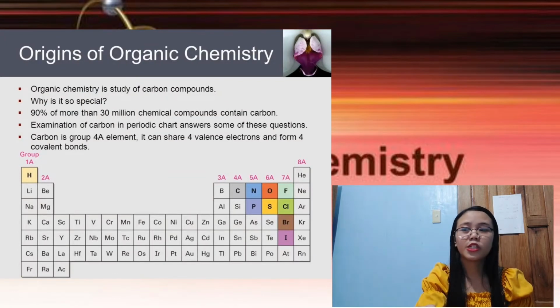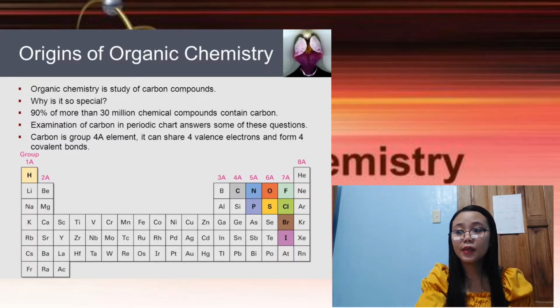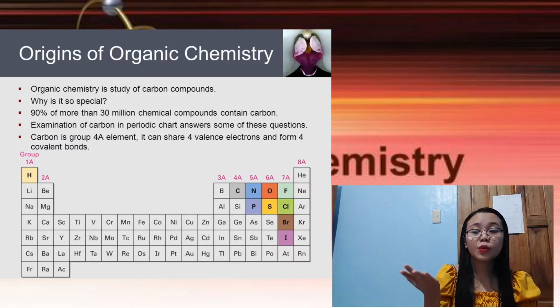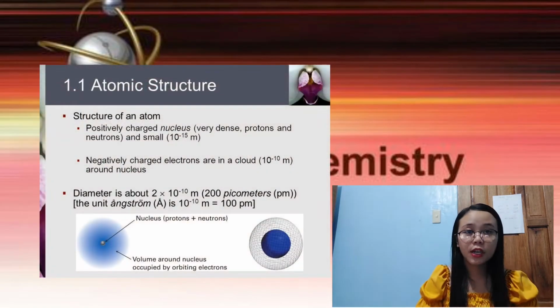Why is it so special? 90% of more than 30 million chemical compounds contain carbon. Examination of carbon in the periodic chart answers some of these questions. Okay, carbon is a group 4A element. It can share 4 valence electrons and form 4 covalent bonds. As you can see in the periodic table, a group 4A element can share 4 valence electrons and form 4 covalent bonds. Let's proceed to atomic structure.